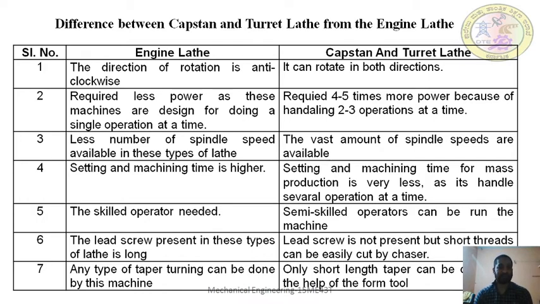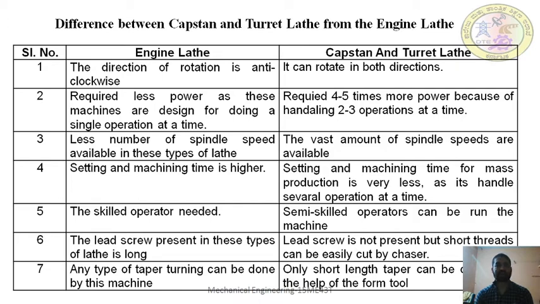Engine lathe requires less power, as these machines are designed for doing a single operation at a time. As I told you, the single point cutting tool is carried by the tool post and will perform only one operation at a time in an engine lathe. But in the case of capstan and turret lathe, the six faces of the hexagonal turret carry six different tools, and it will do the operations one by one after indexing, by sequencing. In a sequence of operations, it will perform more than one operation during machining. So it requires higher power compared to the engine lathe.